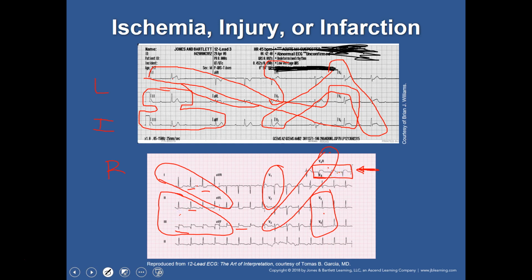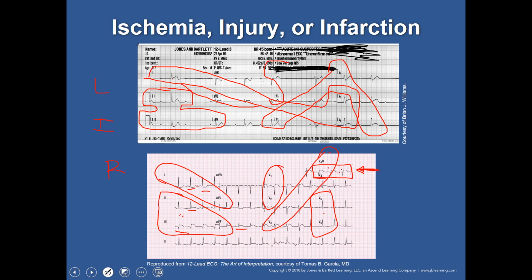Now we do see V1 and V2 might be a little bit wide as well, but we do appear to have some elevation there. When we get down to V2, we don't. So we're not going to worry about that. And then V3 and V4, other than V4R, we're clear there. So we've got inferior wall, right-sided involvement, right ventricular infarction. That's kind of how we do that.